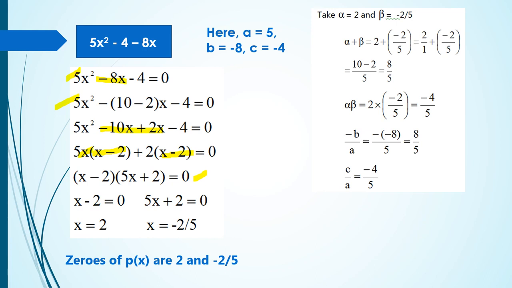Let's calculate alpha plus beta first. Alpha plus beta is equal to 2 plus minus 2 by 5. Now let's go for the LCM of denominators 1 and 5.